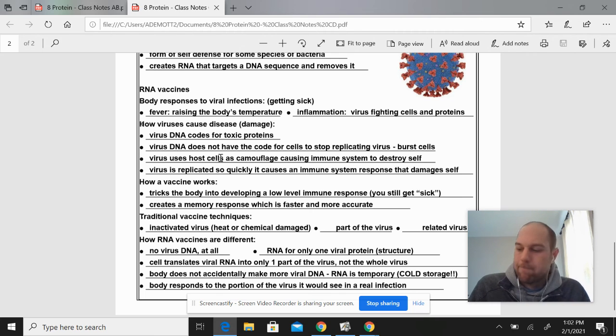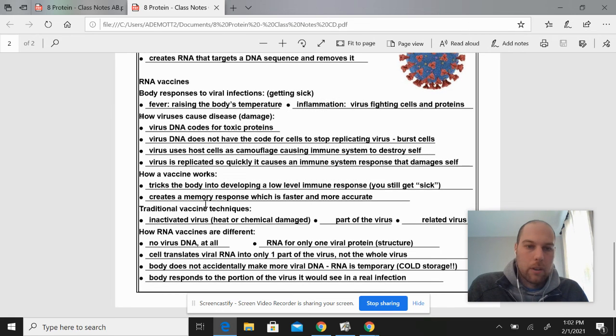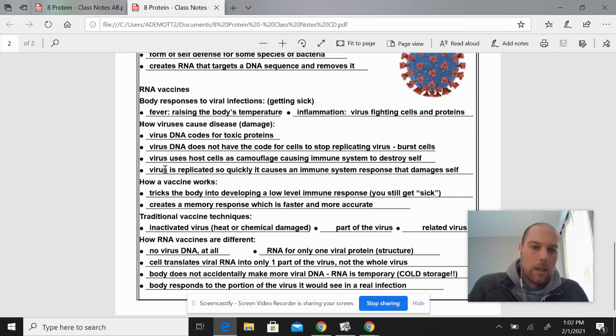It can basically cause your immune system to attack itself. And again, like it says here, they replicate very quickly, so it's difficult to completely get rid of them or to completely destroy them. Down here it talks about how vaccines work. We already talked about that.